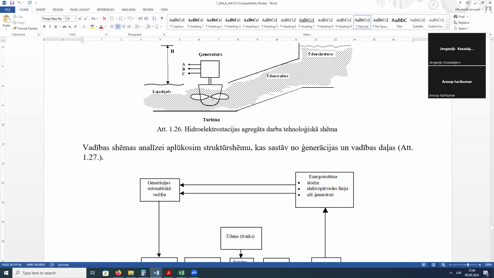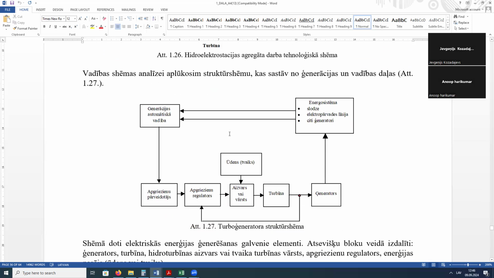If we use this hydro type of generator, what do we have? We have water, a valve to control the water flow, and the water turbine. So here we have the turbine block. This one is the valve, this one is water. So water, valve, turbine, and the turbine rotates the generator. This is the control system.